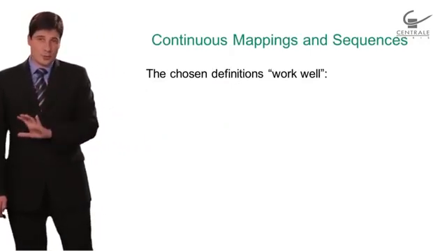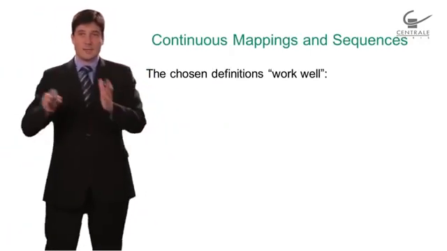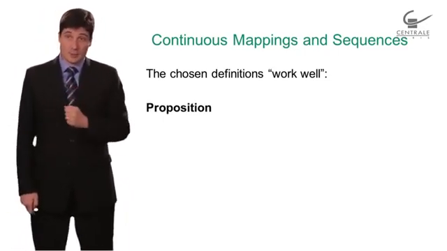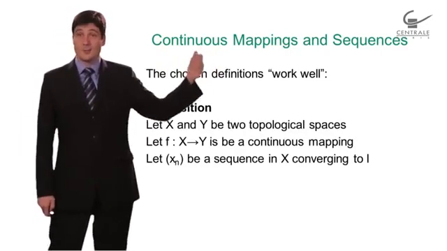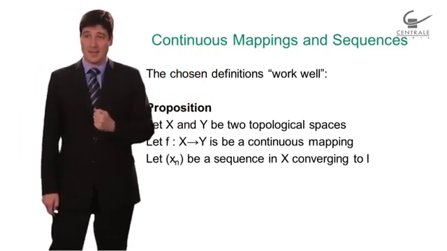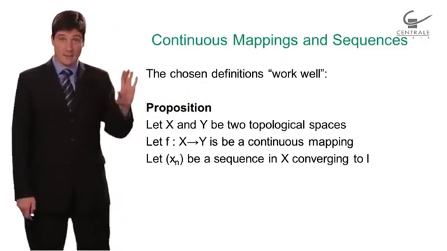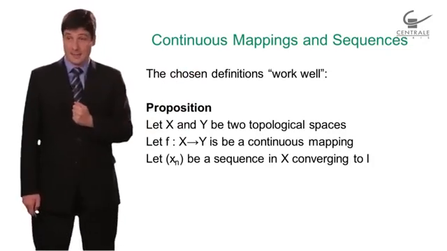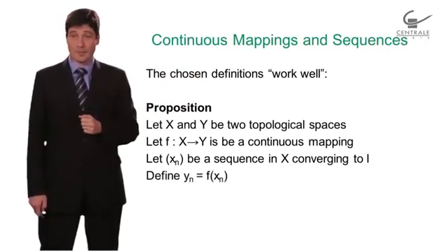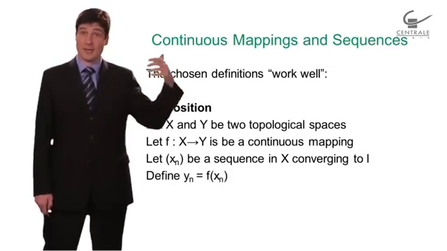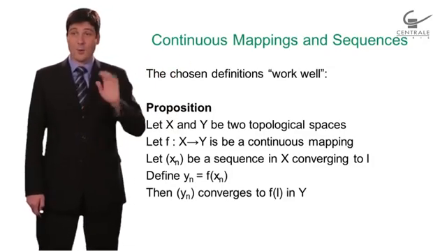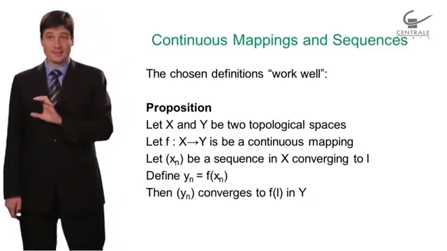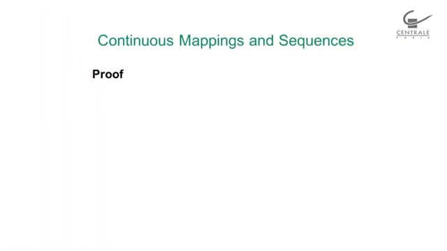You can see that these two definitions, convergence of a sequence and continuity, work really well together. Let me actually give a proposition here. If you choose X and Y, two topological spaces, and you choose a continuous function f between X and Y, and you choose a sequence xn in X, converging to L, and you define yn to be the image of xn by f, then yn will converge to f of L in Y. And I'm going to prove it.